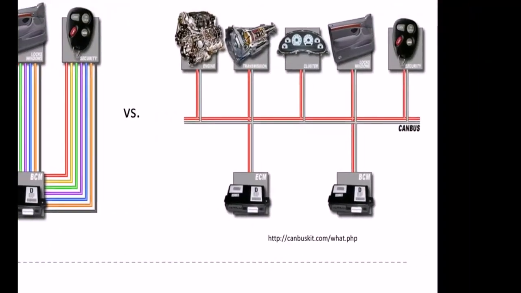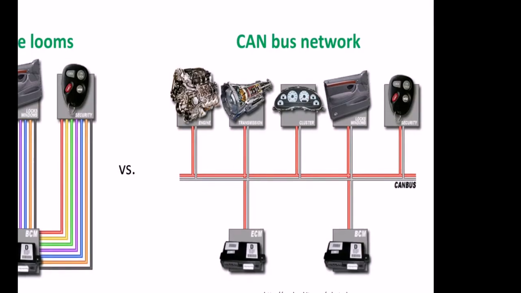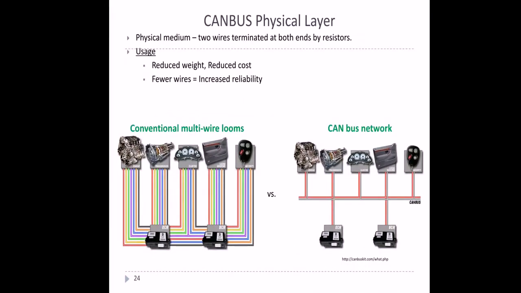But here CAN comes. See how simple this architecture is, and the weight is comparatively very low, so it can increase the mileage and efficiency of the system. This is how the physical layer has been brought in here with CAN.